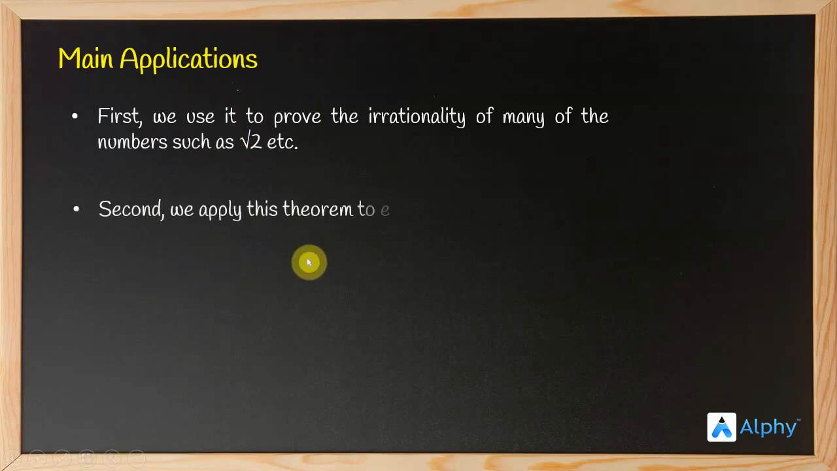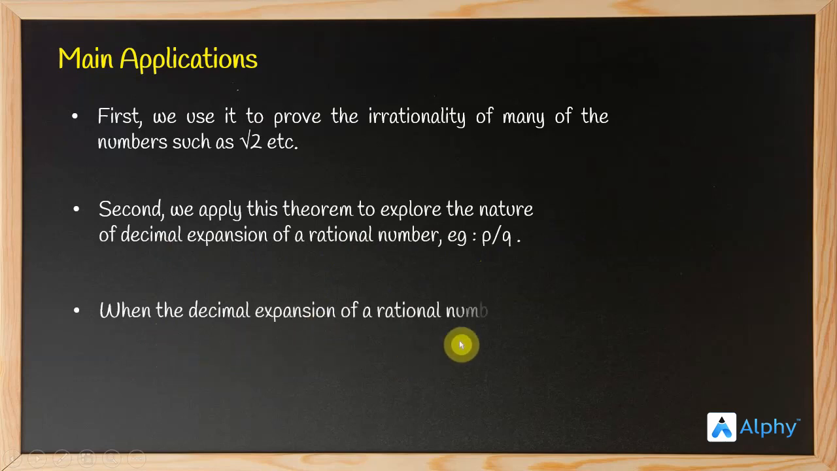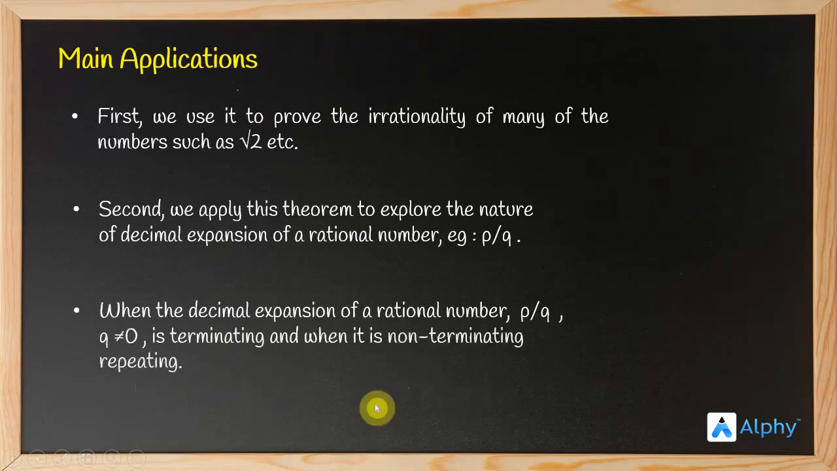Second, we apply this theorem to explore the nature of decimal expansion of a rational number like p by q. So basically rational numbers have different types of decimal expansions. Some decimal expansions are terminating and some are non-terminating. We're going to discuss it in detail. So the decimal expansion of a rational number p by q, where q is not equal to 0, is either terminating or non-terminating, repeating. We can use this theorem to determine whenever the rational number has a terminating decimal expansion and whenever it has a non-terminating repeating decimal expansion.